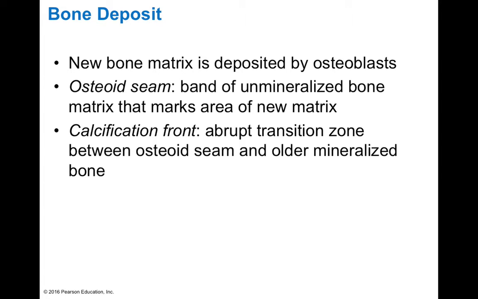So bone deposit is when new bony matrix is deposited by osteoblasts. We find that osteoblasts create new osteoid, and there's a band of unmineralized bony matrix near these osteoblasts. This osteoid seam gives rise to a calcification front, which is mineralized osteoid that had been laid down at some time prior, but is now calcified because of the calcium binding proteins and collagen fibers that trap those calcium minerals.